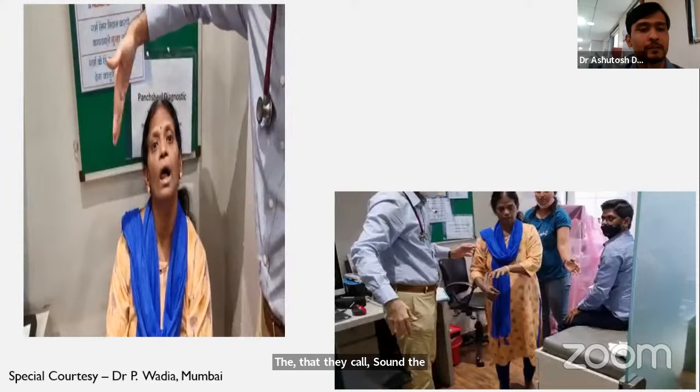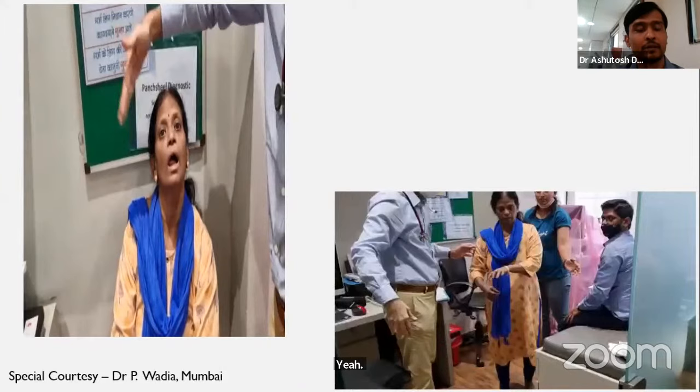The menace was positive on the right side, so she had a right field cut, equal field defect.